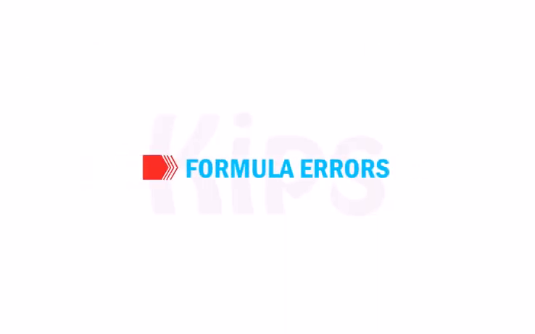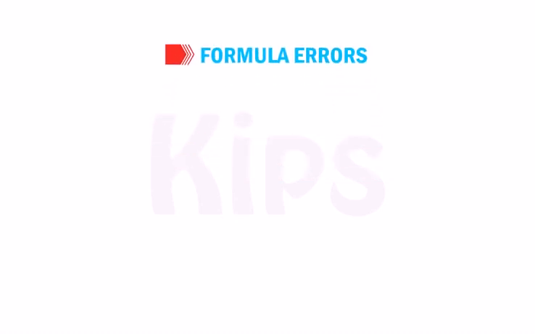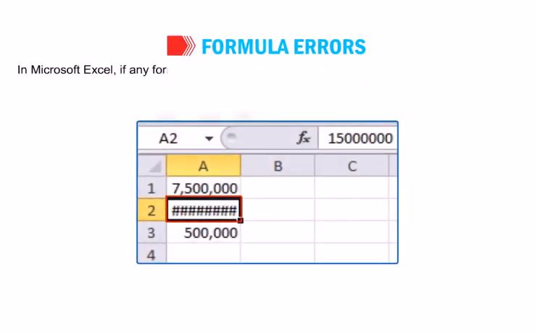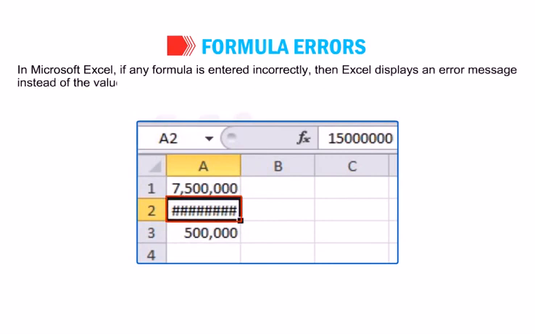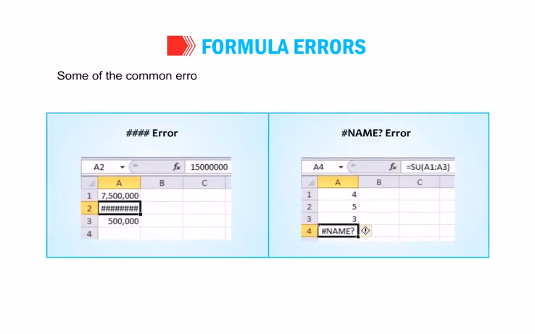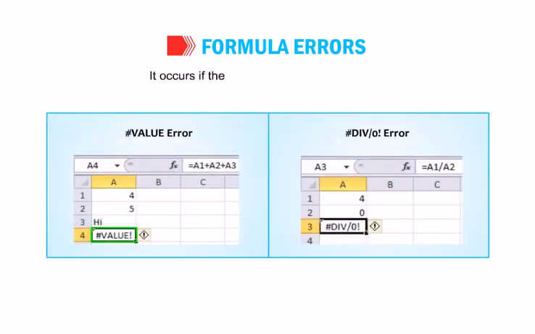Now let me explain to you about formula errors. In Microsoft Excel, if any formula is entered incorrectly, then Excel displays an error message instead of the value and assists you in identifying and fixing the problem. Some of the common errors along with their possible reasons are listed below. This error occurs if the column does not have enough space to accommodate the value. It occurs if the formula is used incorrectly. It occurs if the formula contains invalid data. This occurs if a number is divided by 0.